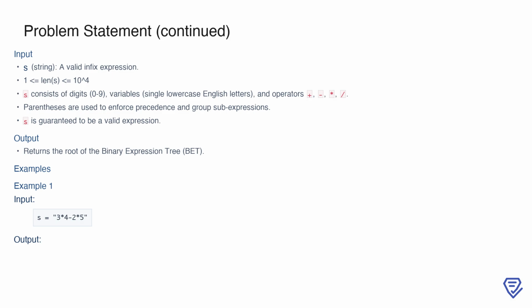For example, consider the input S equals 3 asterisk 4 dash 2 asterisk 5. The function should build a tree where the root represents the operator with the lowest precedence, and its left and right subtrees represent the grouped sub-expressions. The structure of this tree will ensure that the order of operations is respected.